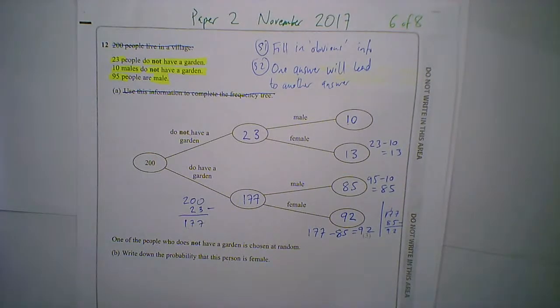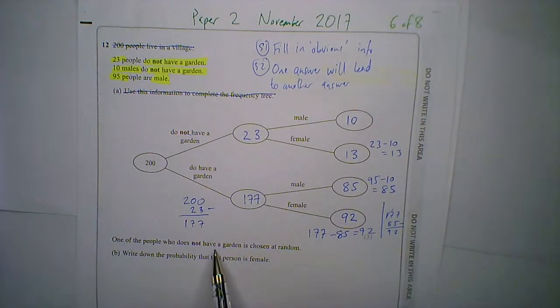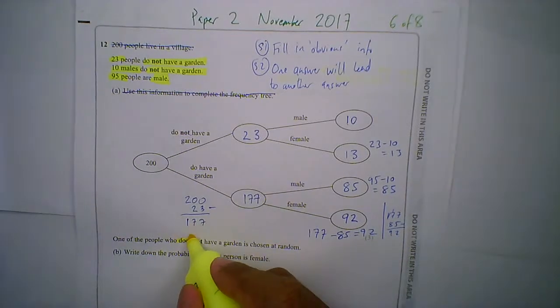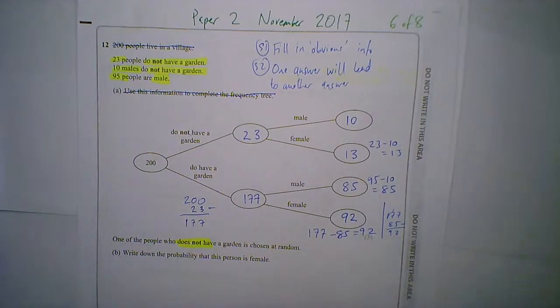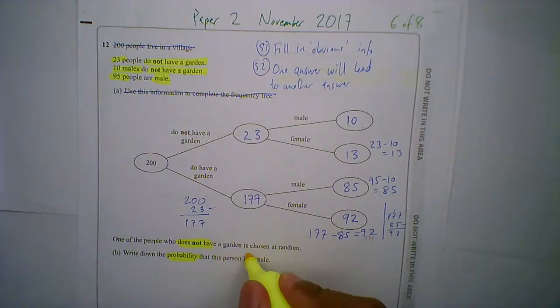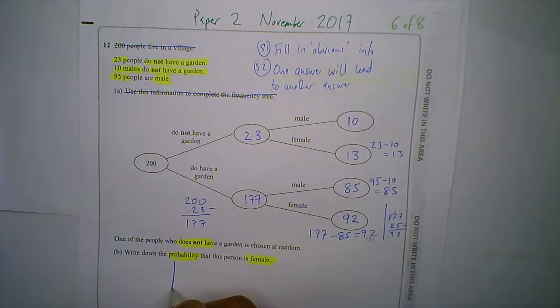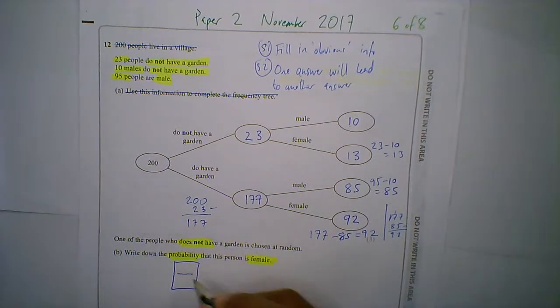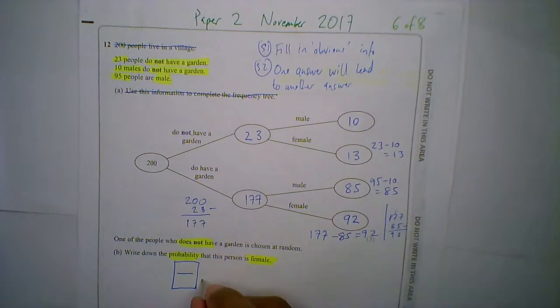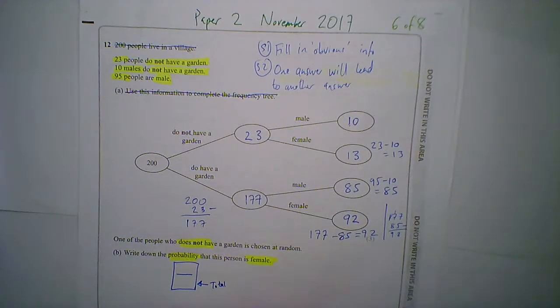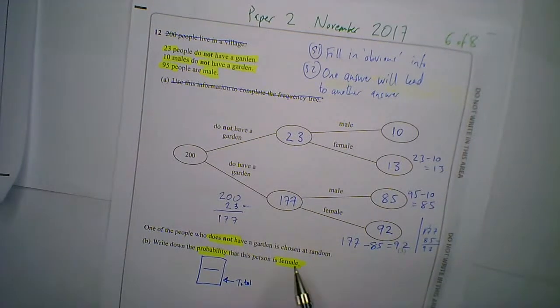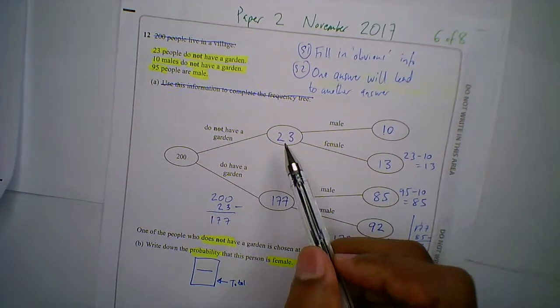Now part B. One of the people who does not have a garden is chosen at random. Write down the probability that this person is female. So similar to the previous questions, probability is a fraction, got 2 parts. What's my total here? One of the people who does not have a garden. So who does not have a garden is 23.